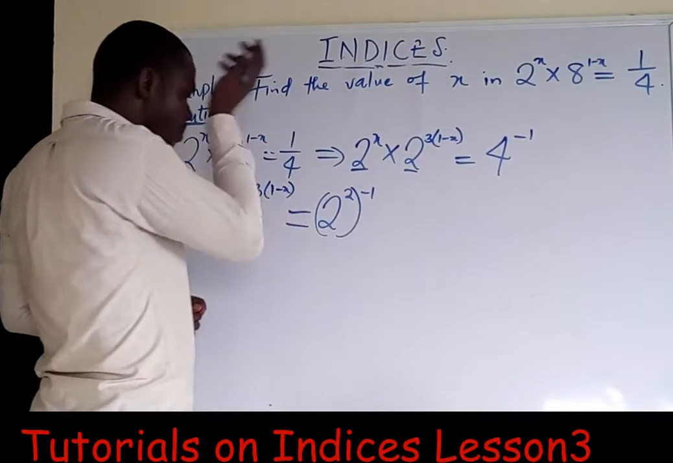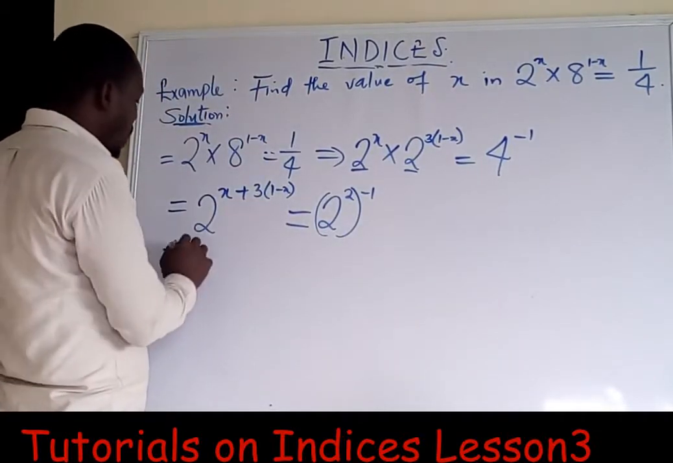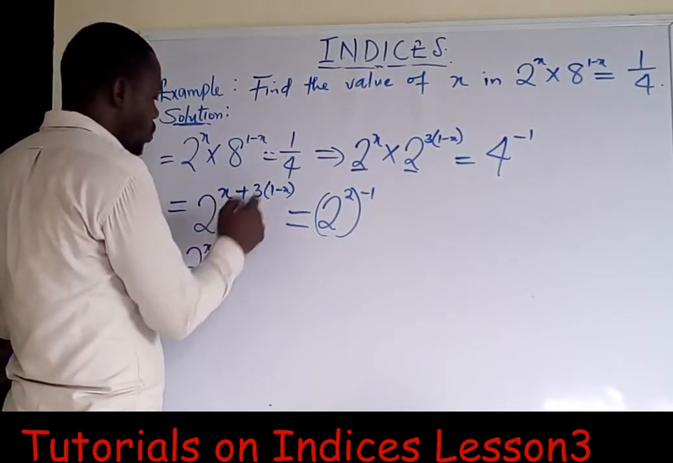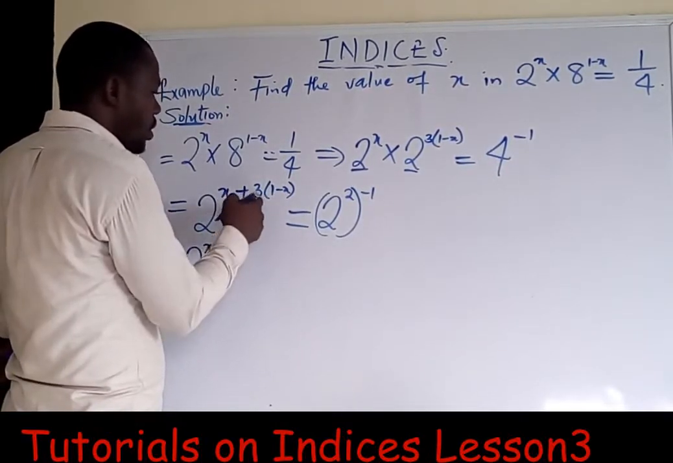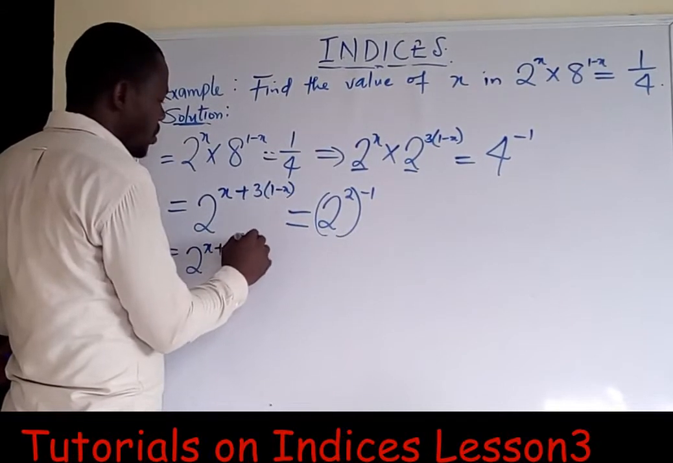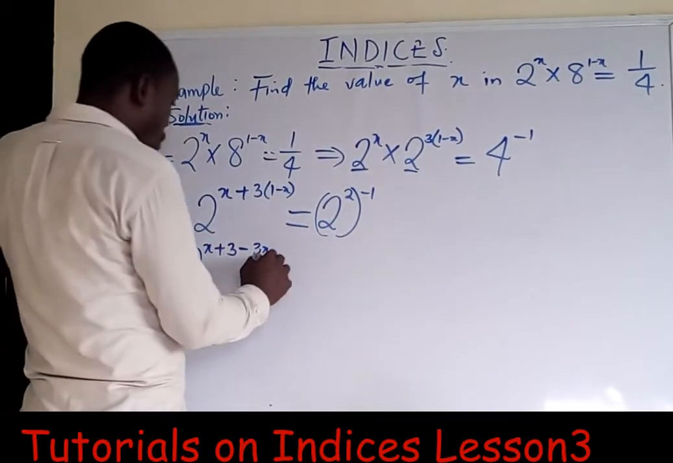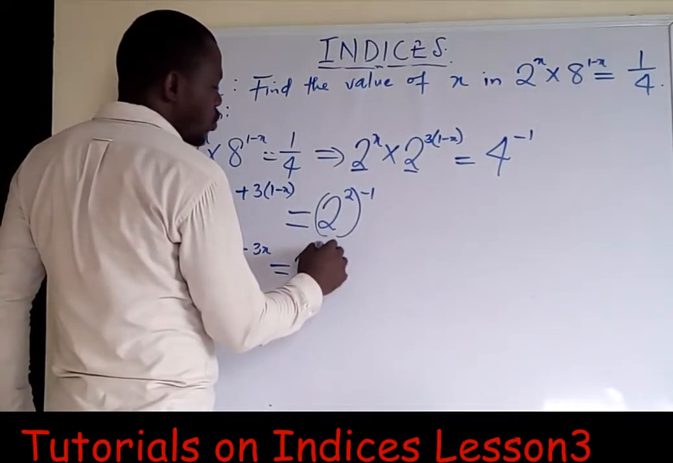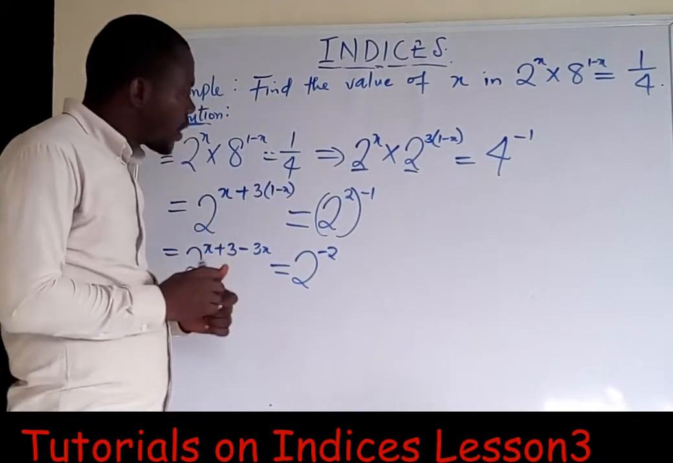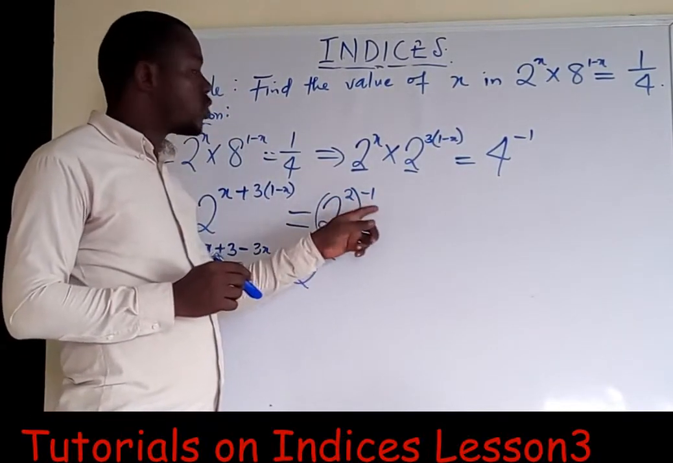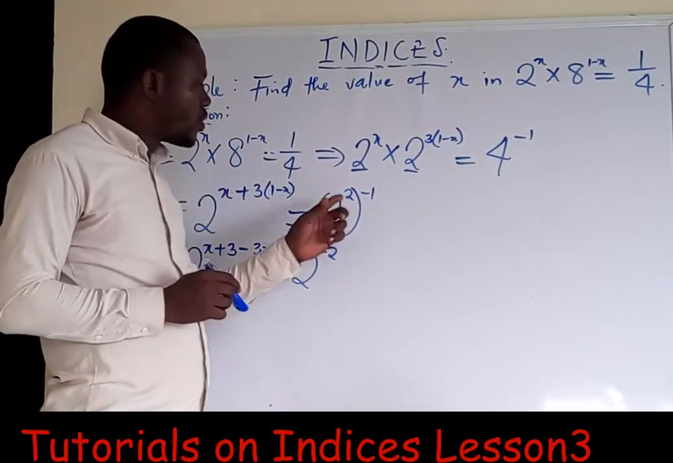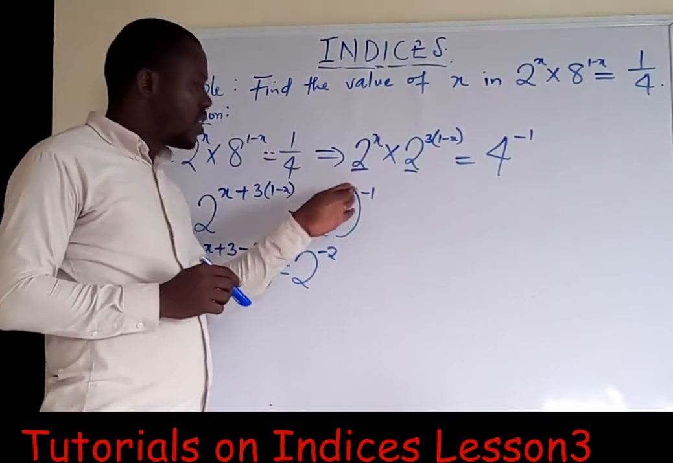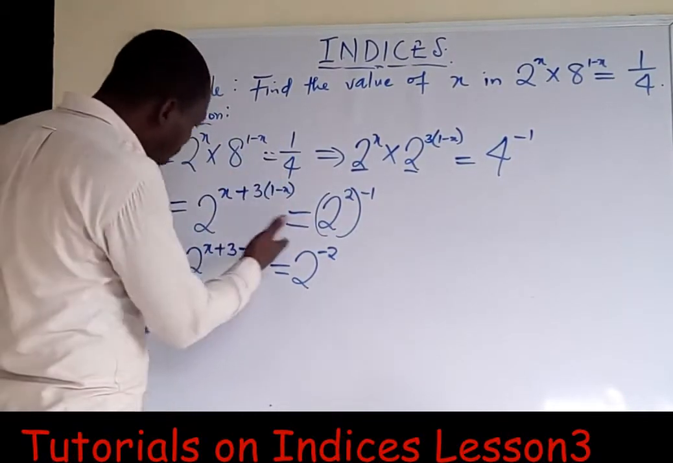I will multiply the two of them. So what do I have here? I have 2 raised to the power x plus 3 times 1, 3, plus 3 times minus x, that's minus 3x, equal to 2 raised to the power 2 multiplied by minus 1, that is minus 2. Don't forget what I told us the other time, that we have to multiply this one together. Don't make the mistake of saying 2 minus 1, which is equal to 1. No. Because of this bracket, the sign between them is multiplication. You are multiplying the two of them. And that's why we have this one.